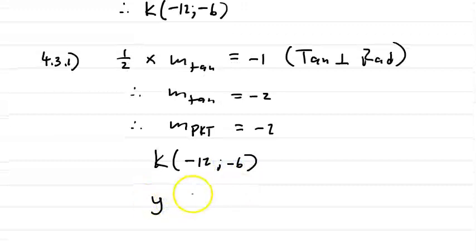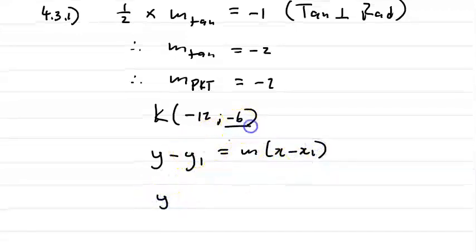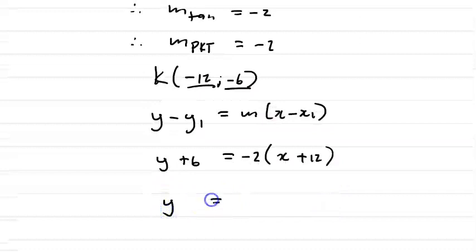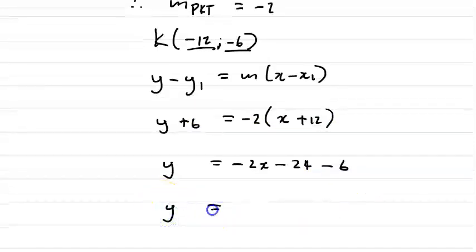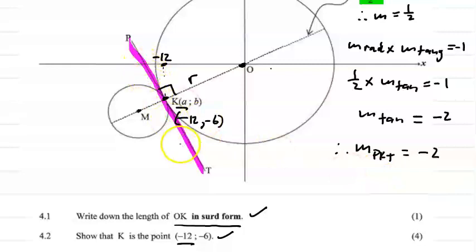So we'll write down our straight line equation formula, which is y minus y1 equals m into x minus x1. Here y1 is minus 6, so y minus minus 6 is y plus 6 equals m, which is minus 2, into x minus x1, so x minus minus 12, which is x plus 12. So y plus 6 equals minus 2x minus 24. Positive 6, if we take it to the right-hand side, becomes minus 6. Therefore, y equals minus 2x minus 30. That is the equation of the tangent PKT. And if we extend this line, you'll see that we have a negative y-intercept.